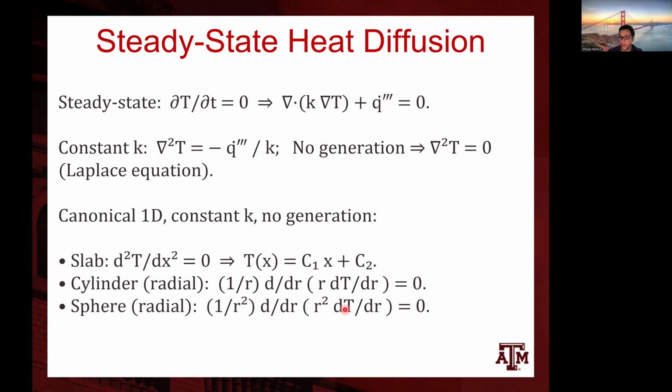And if we assume just radial change, there is no angle dependence in the change, either cylindrical or spherical geometry, or axial dependence for the case of cylindrical geometry, then we will also have a simple second order ODE that we can solve. Depending on the boundary condition, we just need to integrate twice and apply the boundary condition to get the analytical solution. For the case of Cartesian, this is very straightforward. It's just a linear profile.